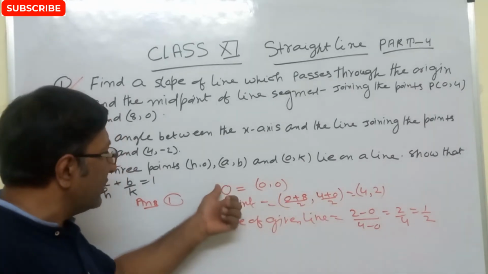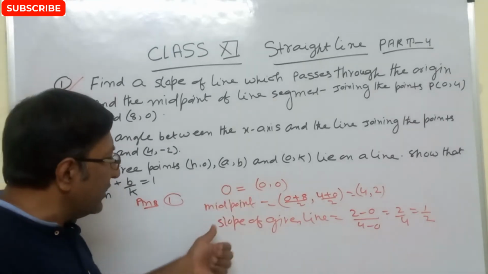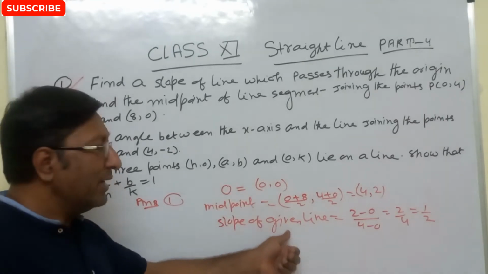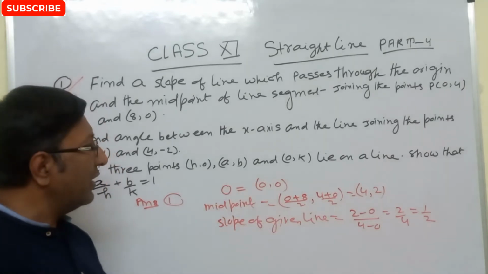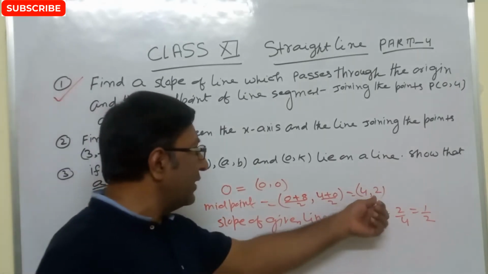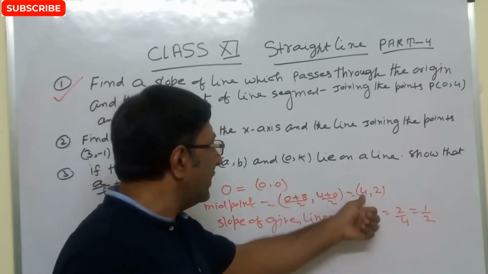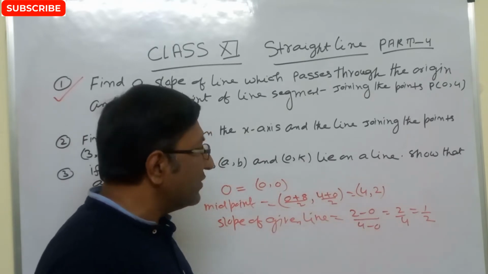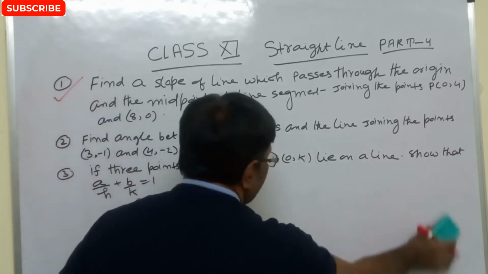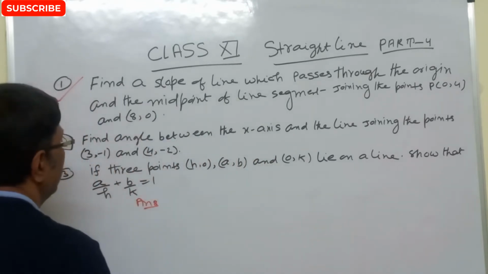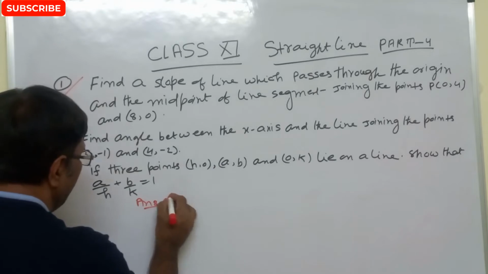Now we have origin and midpoint. We can find slope of the required line, that is given line which passing through the 0 and midpoint is what? y2 minus y1, that is 2 minus 0 divided by 4 minus 0. So answer is what? 1 by 2. Okay, see the next question. So now there is a second question.